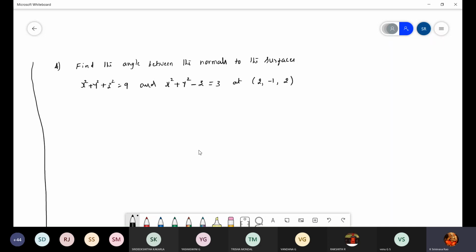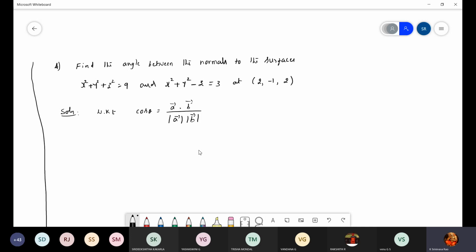Yes, write the basic formula. We know that the angle between two vectors is given by cos theta equals vector A dot vector B divided by magnitude of vector A and magnitude of vector B. This is the general formula. We require two vectors, and here they will give them in a different manner, so you should understand the problem.